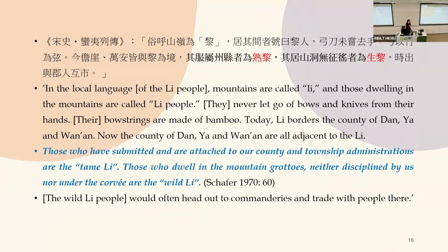Okay. And in later sources, we begin to see a distinction between the different groups of Li people. Zeng Shi stated that people attempted to differentiate between the Shu Li, which refers to the tame Li, and the Sheng Li, which refers to the wild Li. The former obeyed county and township administration, while the latter dwelled in mountain grottos, neither disciplined by the government nor under the corvée labor system. So here, the Chinese government at the time was aware that the Li people are actually a diverse, heterogeneous group.